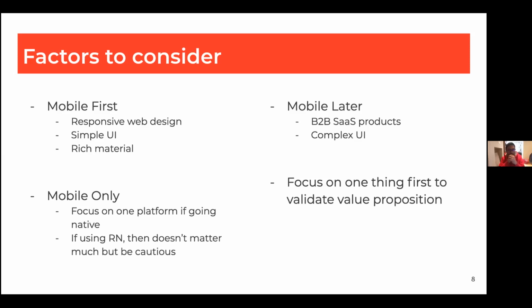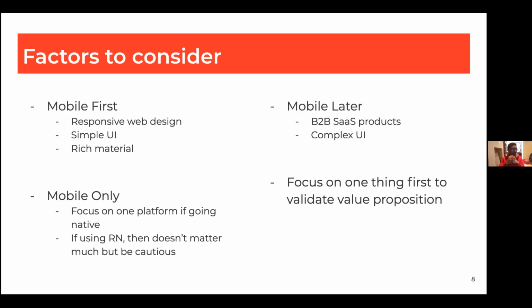So in that case, usually B2B, based on some of the research I've done, is mobile later. Maybe I'm wrong, but this is just picked out from research I have done. A lot of B2B have complex UIs, so you can't put all of that complex UI into a mobile size screen. Hence the reason they go mobile later, but their main value proposition is sold from a web app. The usual recommendation is to focus on one thing first to validate your value proposition.